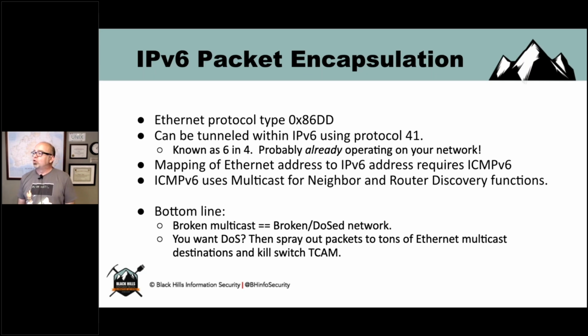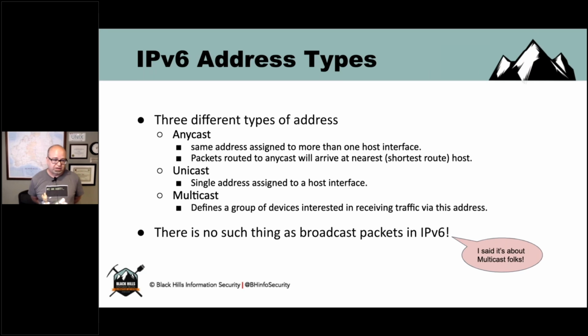And then, more importantly, IPv6 100% relies on multicast for neighbor and router discovery functions. And we're going to get into that. The bottom line is, if your network is broken from a multicast perspective, you will not transmit any IPv6 at all. No multicast, no v6. You want to DOS a v6 network? Then spray out tons of Ethernet multicast and kill the switch TCAMs, and your v6 network is going to come to its knees and die a horrible death. I don't recommend that, by the way. Well, unless you're in a security testing thing and you want to do that.